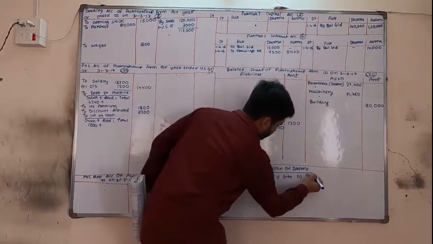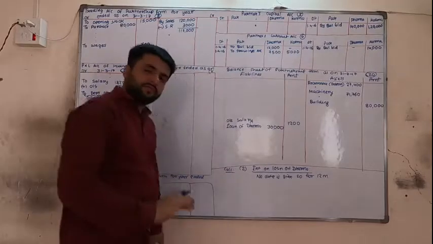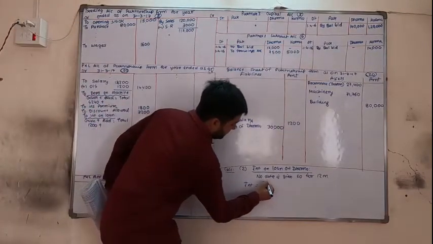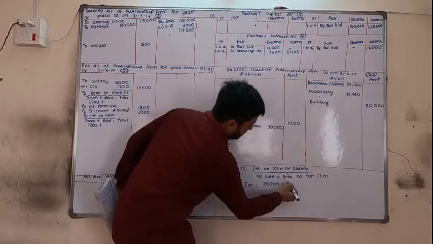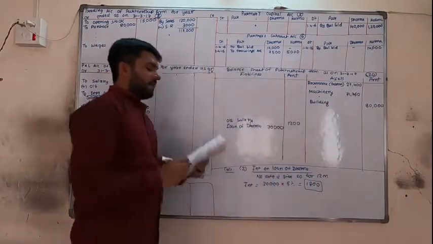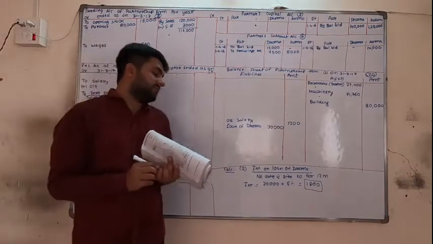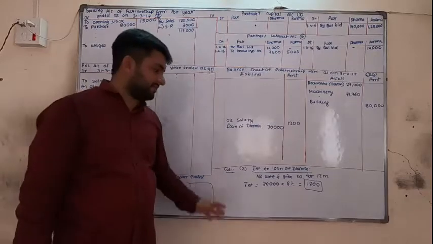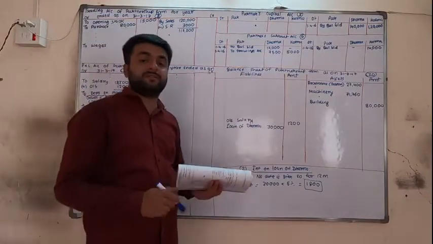So for 12 months, for 1 year, interest is equal to 30,000 into 6%. It is 1800. Why have no months been written? Because it is from the start. No date is given, so it is from the starting. So directly 6%, so 1800.